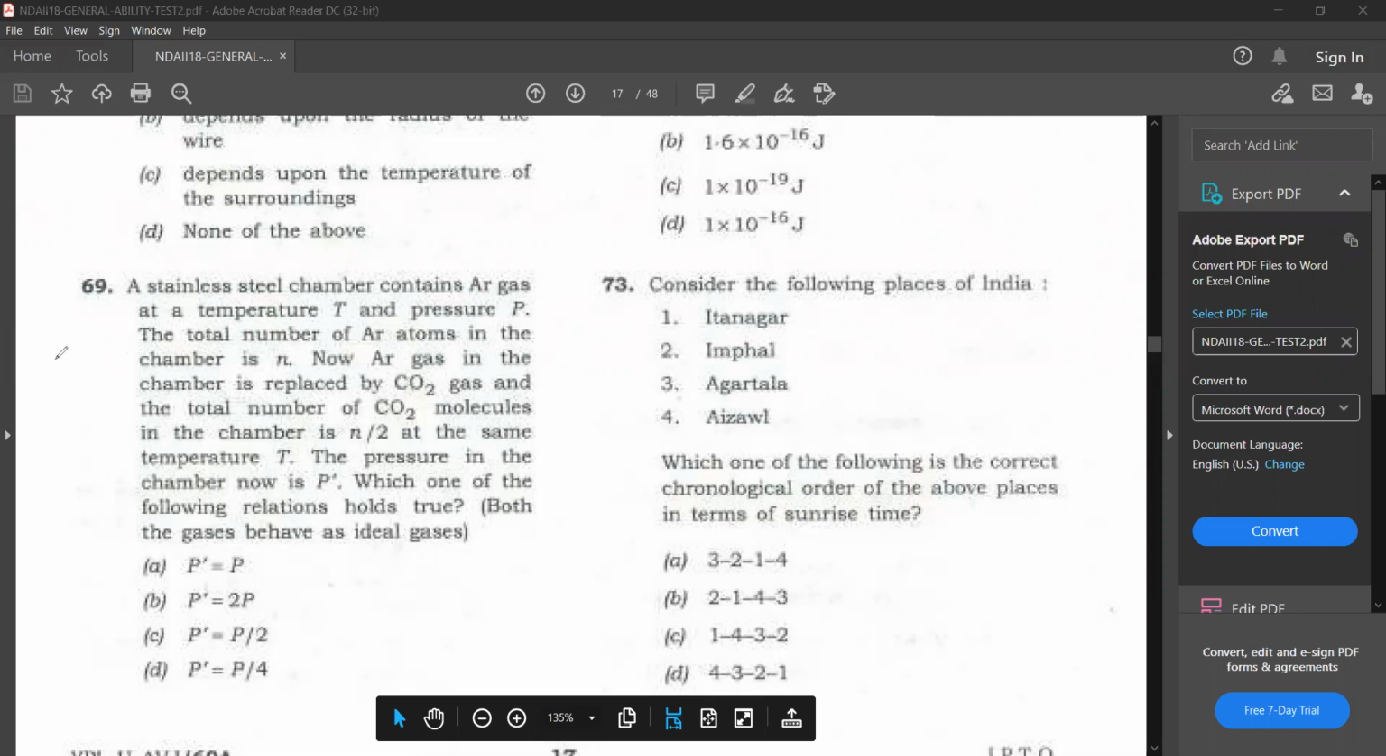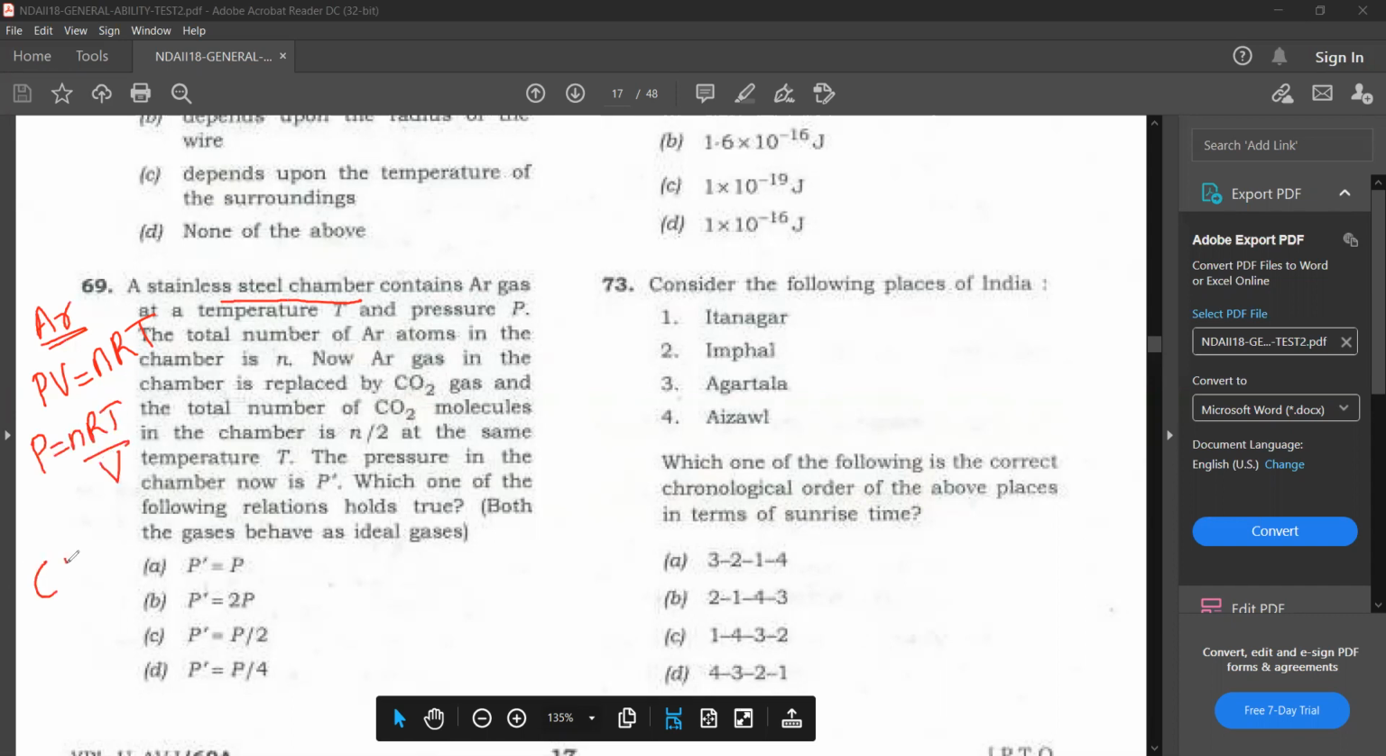That is the question. Okay, so see here, we know that PV is equal to nRT. This is the gas equation, isn't it? PV is equal to nRT. In the first case, the gas is filled in a stainless steel chamber, isn't it? So in the first case, PV is equal to nRT. In the case of argon, P is equal to nRT by V.